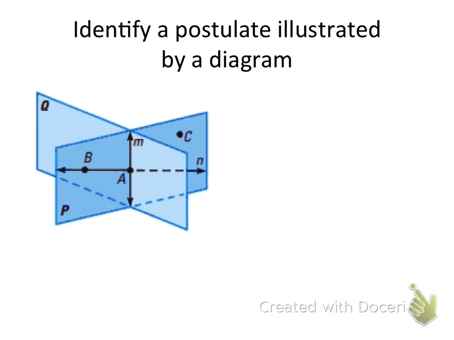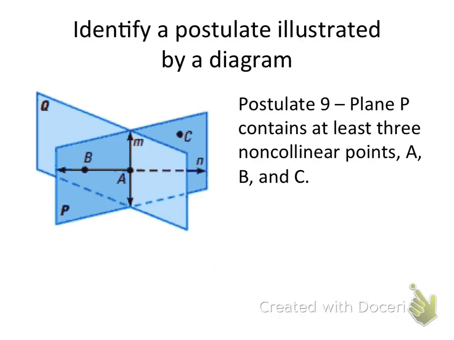Let's look at this picture. Okay? And we've got a couple postulates going on in this picture. Okay? First one, plane P consists of at least 3 non-collinear points. In this case, we've got point A, right? Point A, point B, and point C. Those all are on plane P as in Paul. Okay?